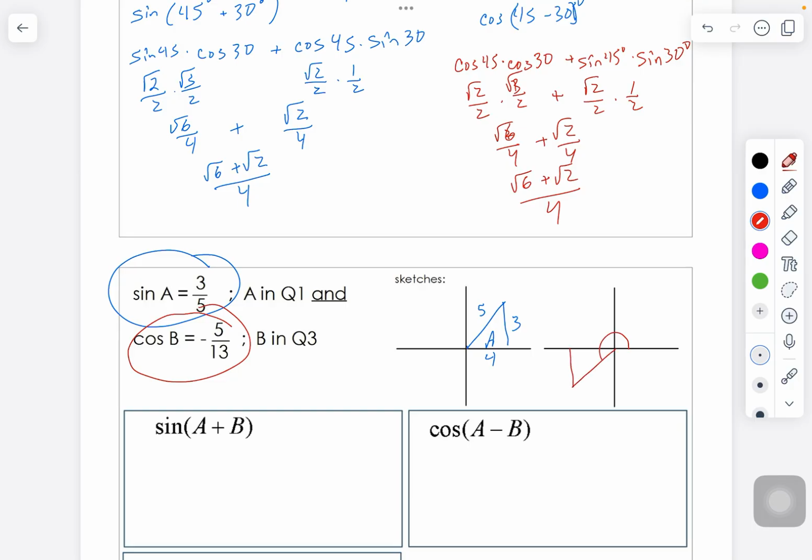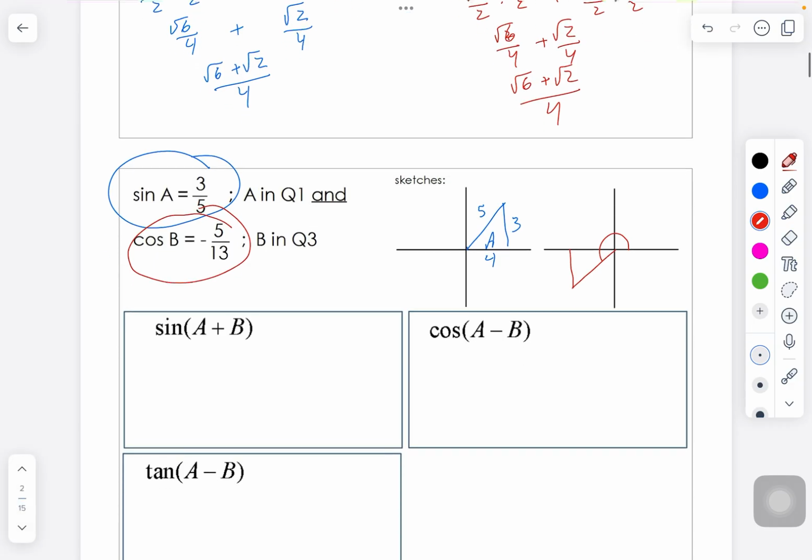And that means that both x and y are going to be negative. Now x is negative 5, and here would be 13 for my radius. Little Pythagorean theorem, but from past experience, I know that it's going to be negative 12. So there's my angle B.